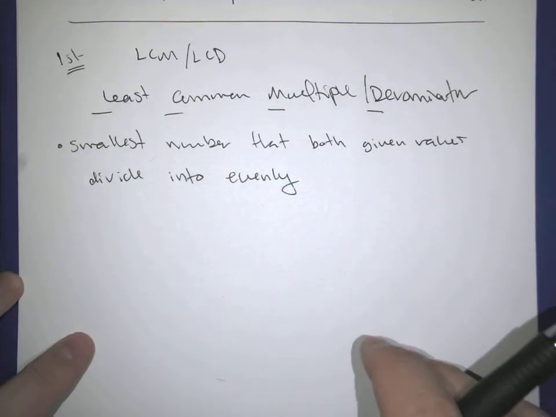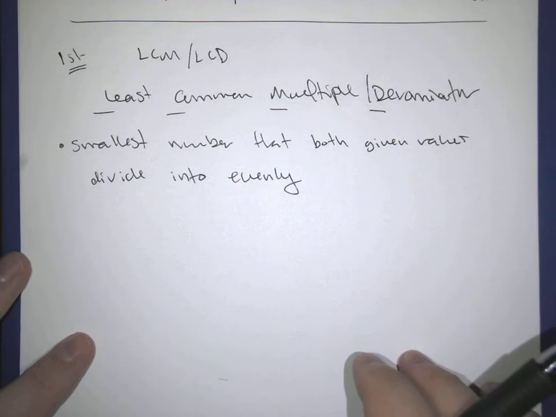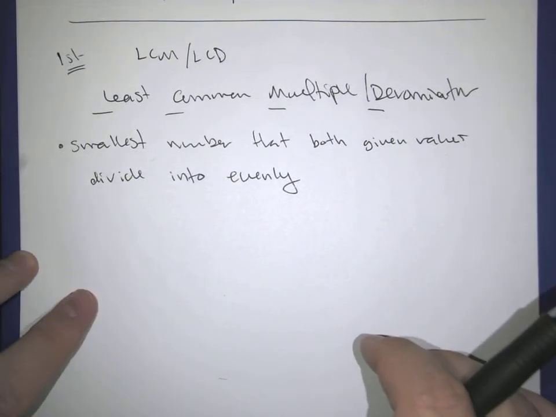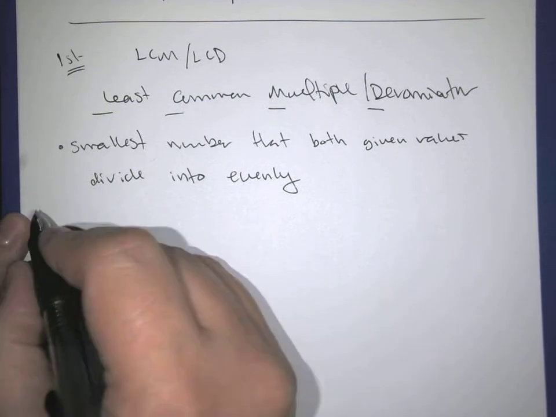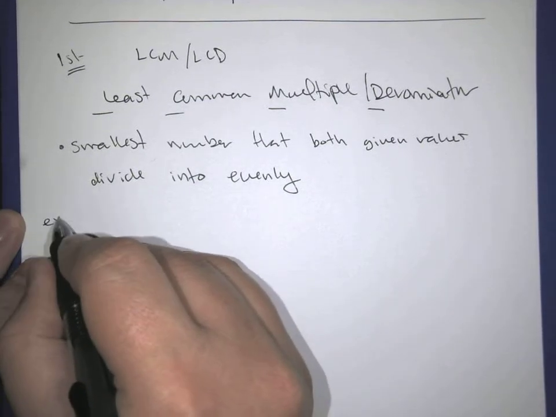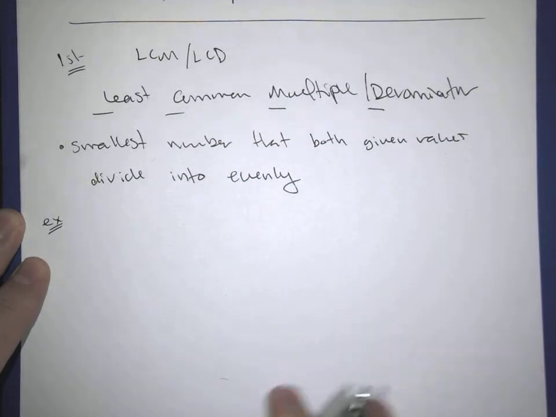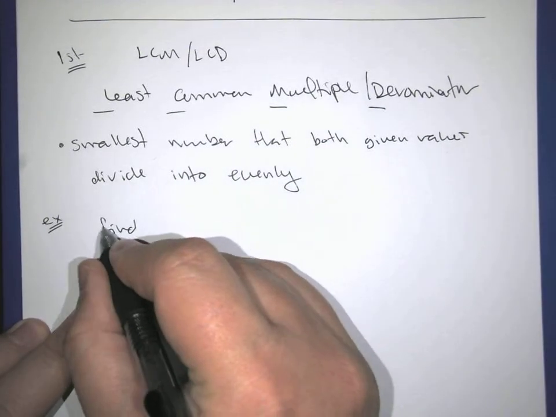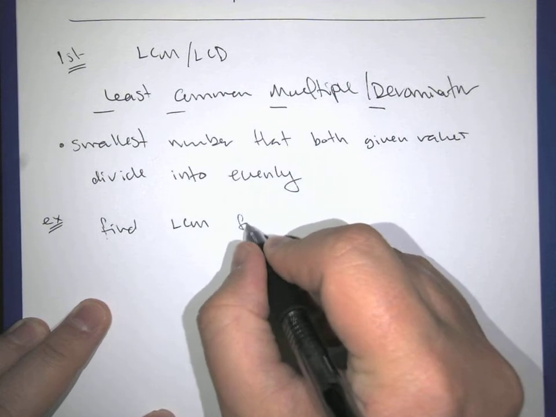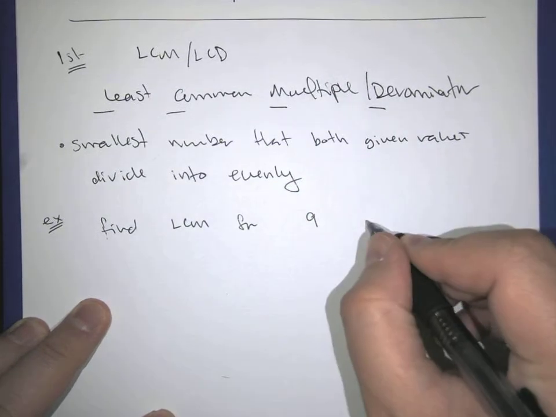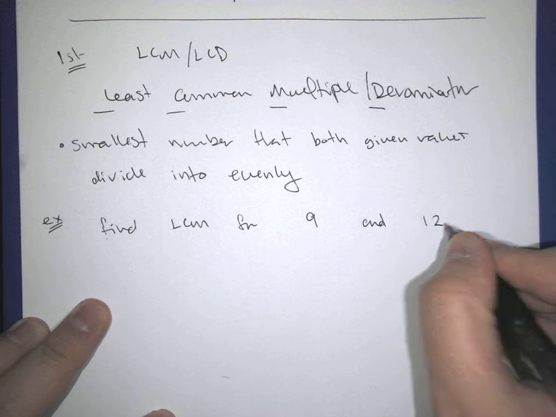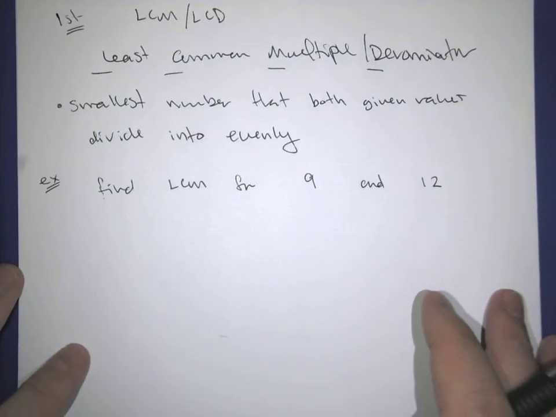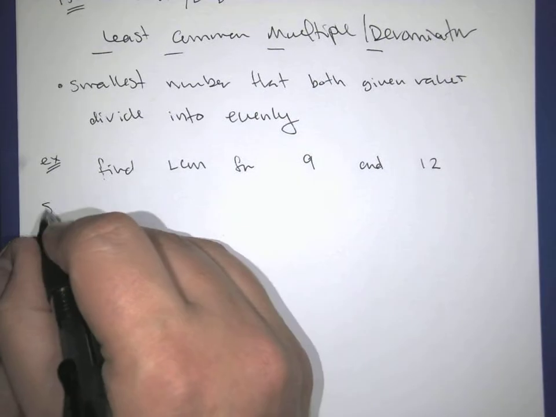So what I want to go over is just finding a least common multiple. We need to identify this before we can do anything else. And there's really two kind of strategies. Let's pick some example numbers here to work with. Let's find the LCM for 9 and 12, just for example. And so we're going to do this two different ways. Strategy number one.